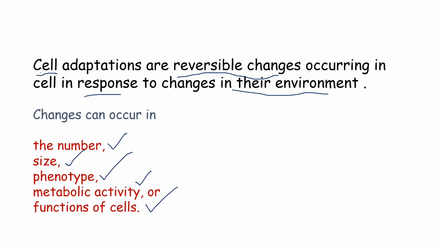Whenever that stimulus or stress stops, the cell will come back to its normal environment, that is, the cell will maintain its homeostasis. And we know that homeostasis is maintenance of the cell structure and function within a normal narrow range. So that is what we mean by cell adaptation.